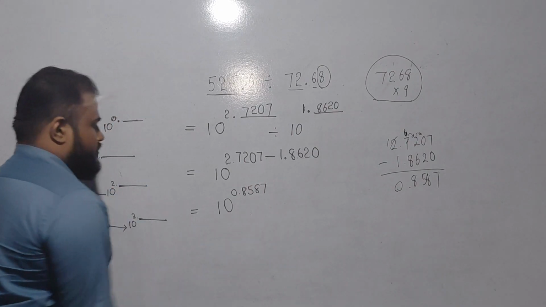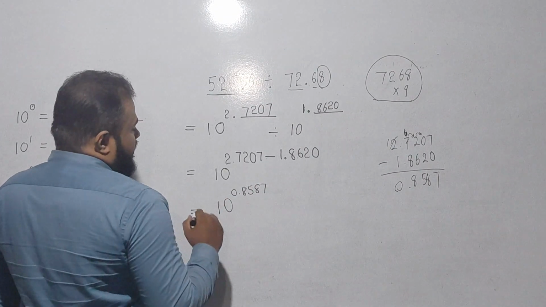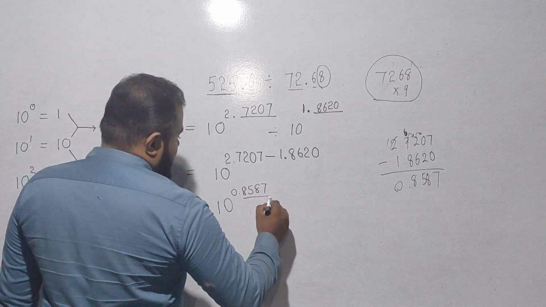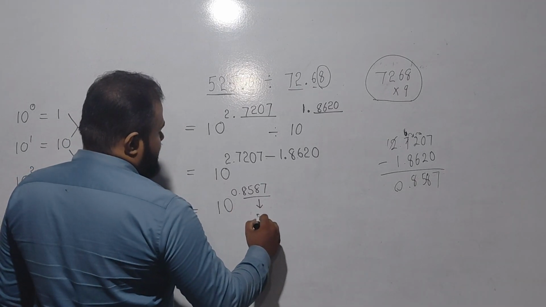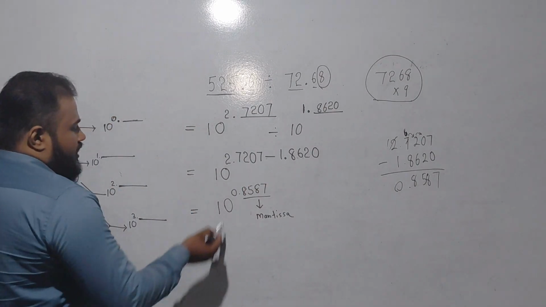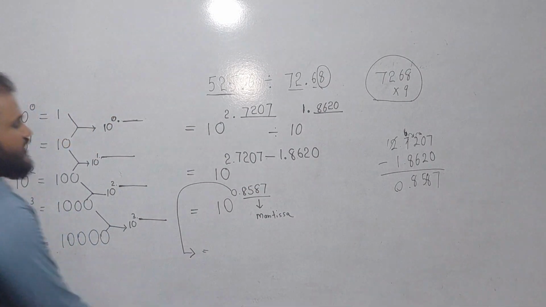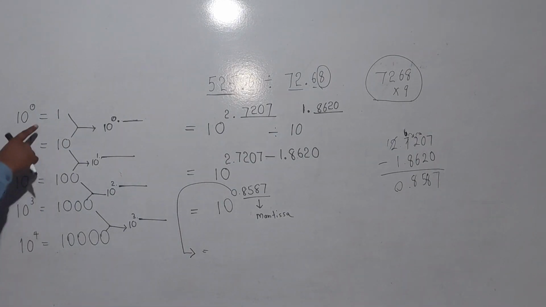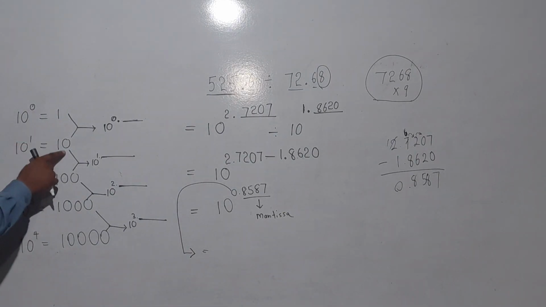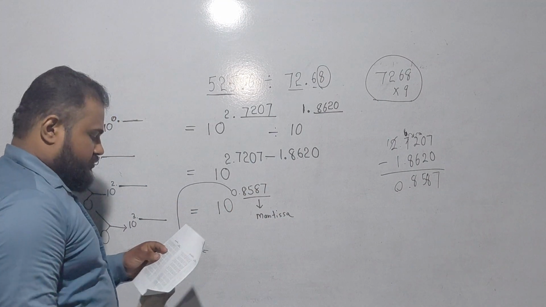0.8587. Okay, now we are going to find the antilog. Antilog means we have to find where this mantissa is inside the log table. And this characteristic 0 tells us the value you found is between 1 and 10. Let's find where this 8587 value is.